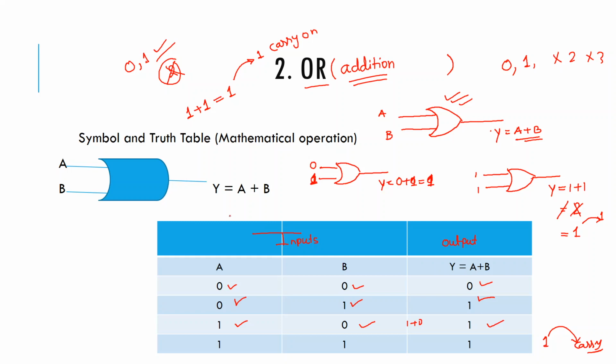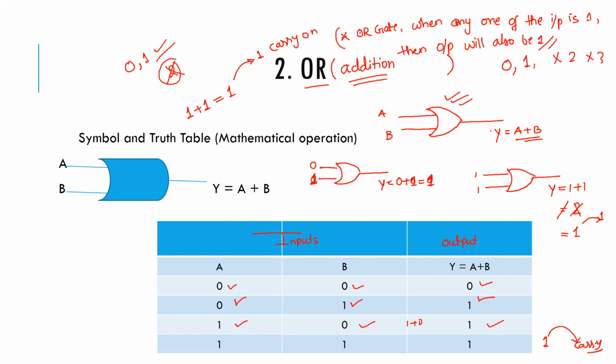I hope you understood this OR logic gate. So the final conclusion I can write: in case of OR gate, when any one of the input is 1, then the output will also be 1. This is the statement you have to remember. In case of AND gate, when both the inputs were 1, the output was 1, whereas in case of OR gate, if any one of the input is 1, then the output will also be 1.